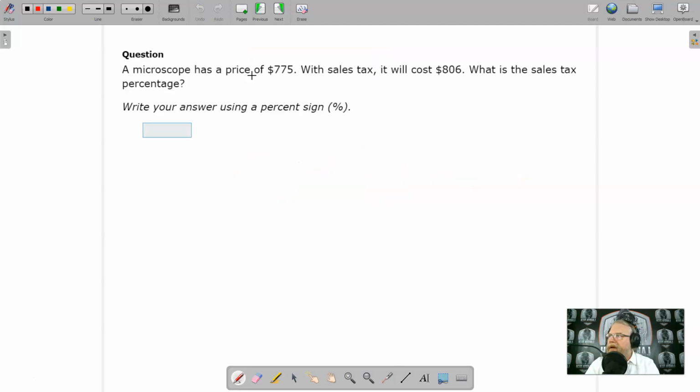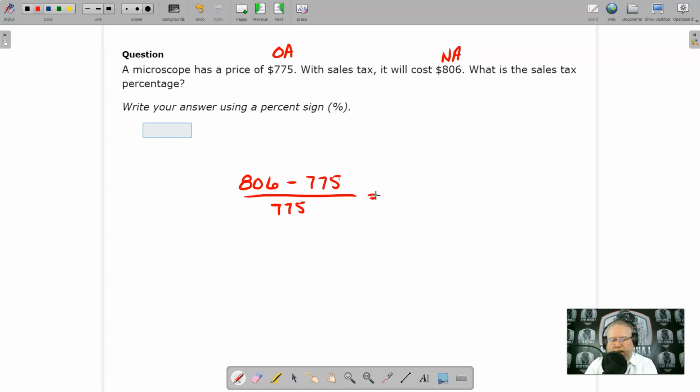Here we have a microscope at a price of $775. With sales tax, it will cost $806. What is the sales tax percentage? So here's our original amount. This is the new amount. In order to have a positive value in the numerator, we're going to have to do 806 minus 775. And then our denominator should be our original amount, and we see the original amount is 775.